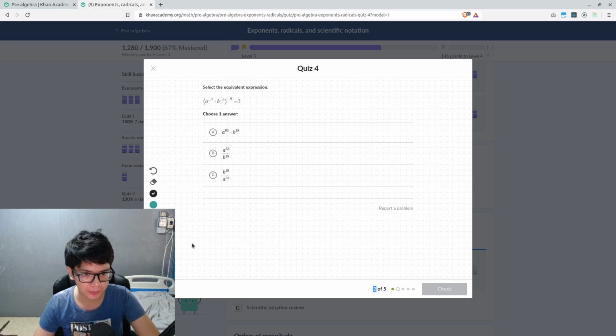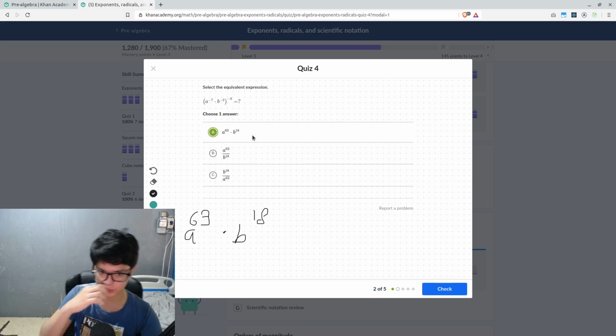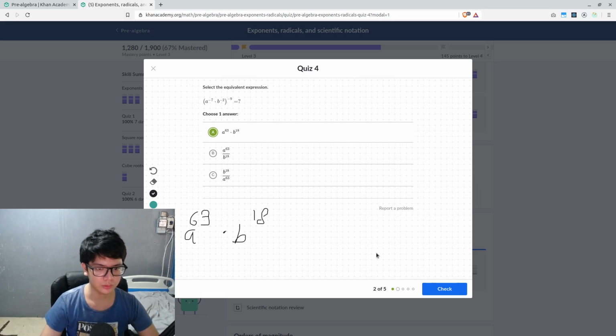Different base, different exponents, so we'll go straight. A raised to 63 times B raised to positive 18. Okay, just one answer. Okay.